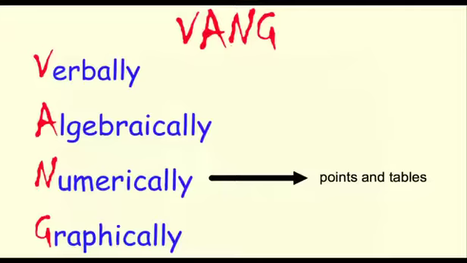We're going to look at slope verbally, algebraically, numerically, and graphically. So we've just did numerically. That's looking at points and tables. I want to make sure we can do this all 4 ways. So when you understand and can tie these all 4 together, you've got a good understanding of slope and you'll be good to go. So let's take a look at each one of these individually.